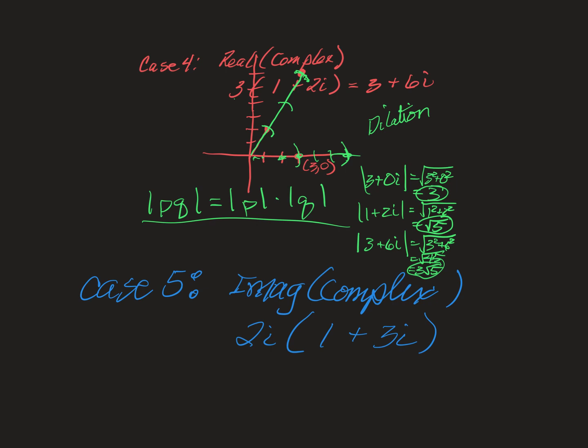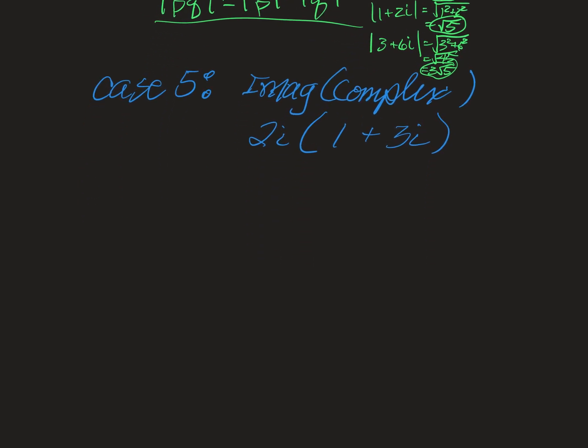Now, if you remember, when we multiplied by an imaginary number before, we ended up with a rotation. And so the question is, is it still going to rotate even though it's multiplying by a complex number? So let's take a look at that. We're going to start off with 2i, which is right here, and also 1 plus 3i, which is this number. So here are our two complex numbers, okay?